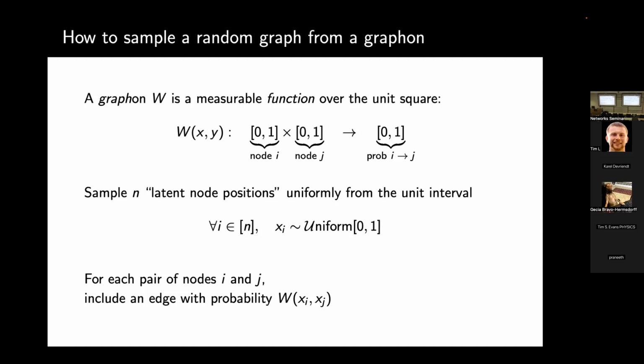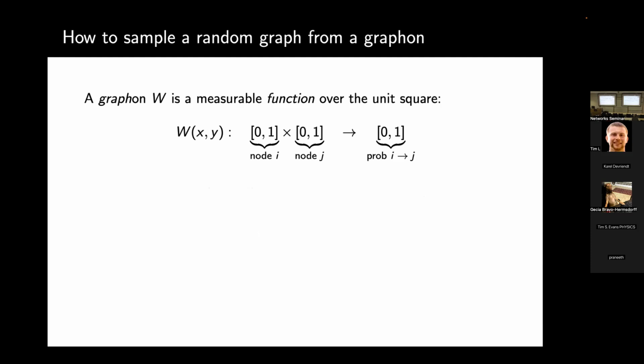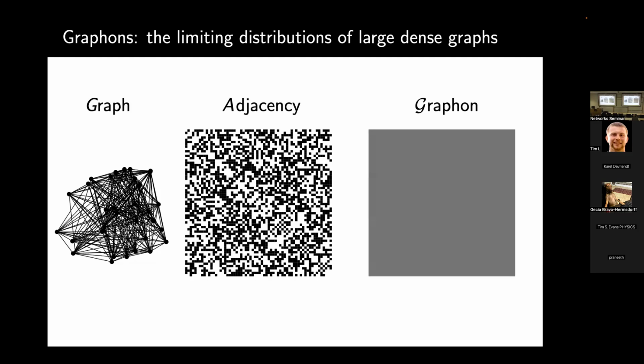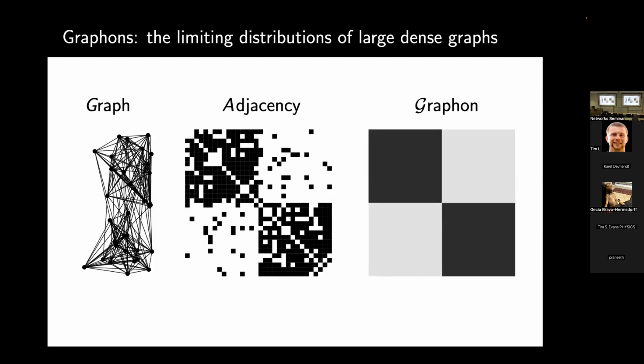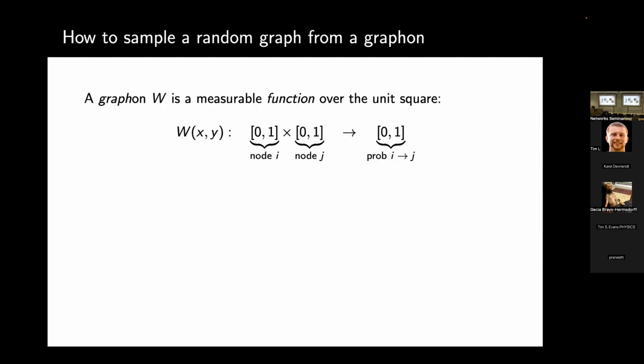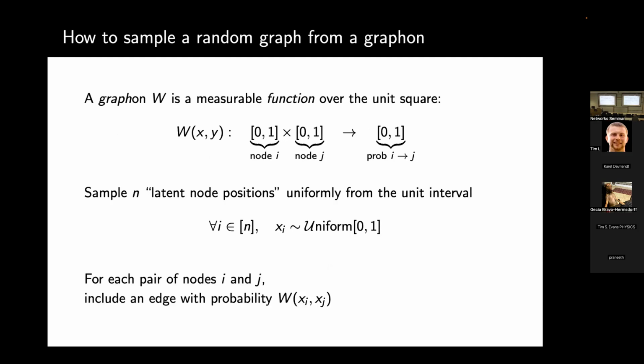And the latent node positions here, one example would be the more familiar stochastic block model, right? You have two communities that are more connected within themselves than to each other. And I just did the sampling in the other direction. But you can have more weird things, more like fractal things and stuff.